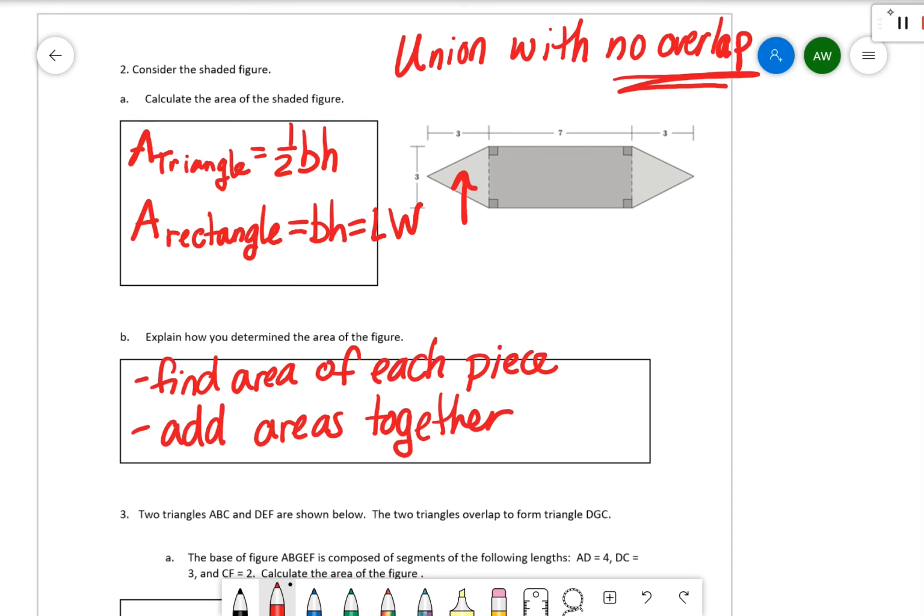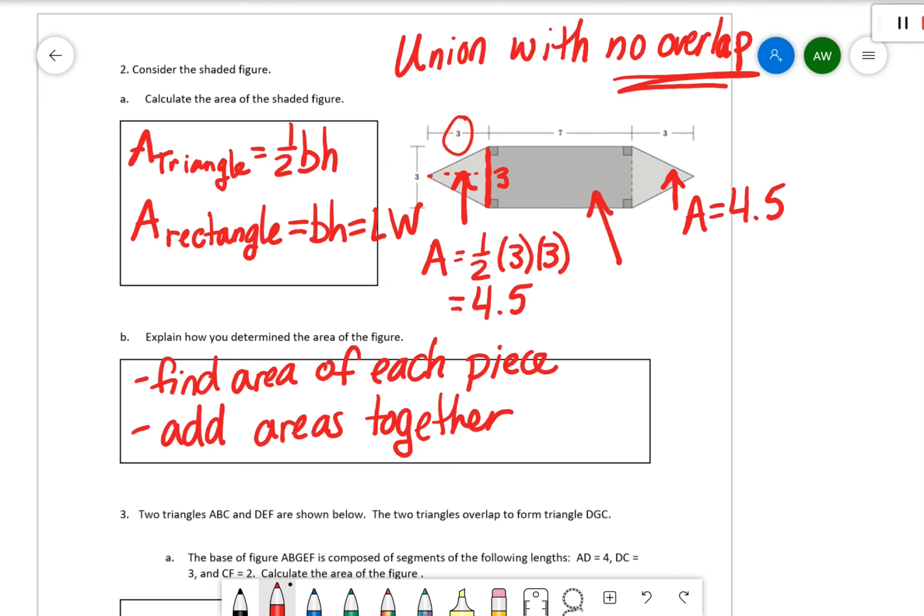So to find this area, this is a triangle. We know our base right here is 3. We know our height here is also 3. So that means area being 1/2 of the base times the height. If we put this into our calculator, we get 4.5. This triangle is exactly the same, so we know this area is also 4.5. This rectangular area, we just multiply the length and the width. We know that the length is 7 and the width is 3. So we know the area here will just be 7 times 3, which is 21.